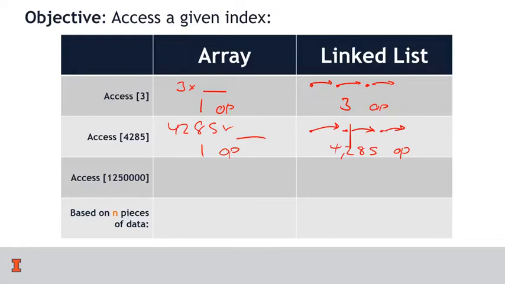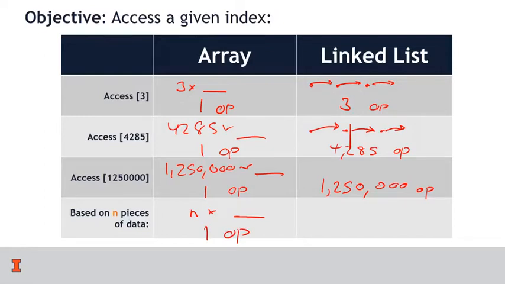If we want to access the 1,250,000th element, again, 1.25 million times the size of is still only one operation. If we're doing this on a linked list, we're going to be following next pointers for a really long time. This is going to be 1,250,000 operations. Now let's think about this in terms of n. If we want to access the nth element, then it still takes n times whatever the size of the data is. So that is still one operation. In a linked list, that is n operations.